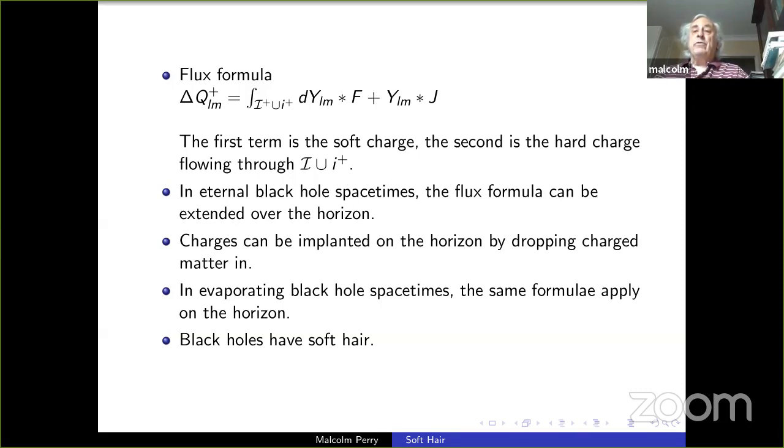That's the soft charge. And I guess someone is going to talk a little bit more about soft charges later on, so I won't say too much about that. But the soft charge is essentially due to large gauge transformations which move you between different degenerate vacua of the electromagnetic field. The second term is more obvious. It simply corresponds to the hard charge, the current that flows through Scri, or I plus.